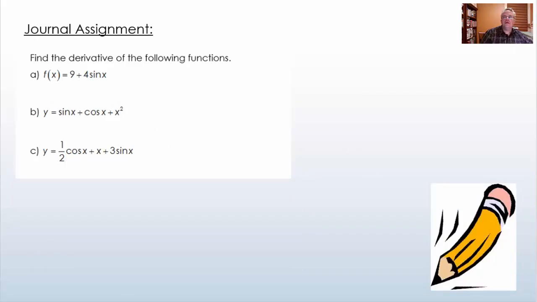Okay, so here's your journal assignment. Find the derivative of these 3 functions. Okay, good luck.